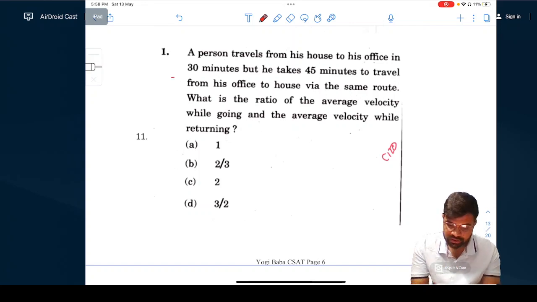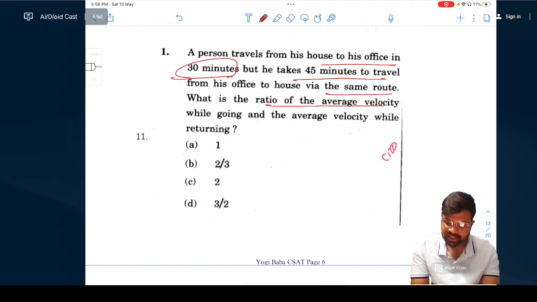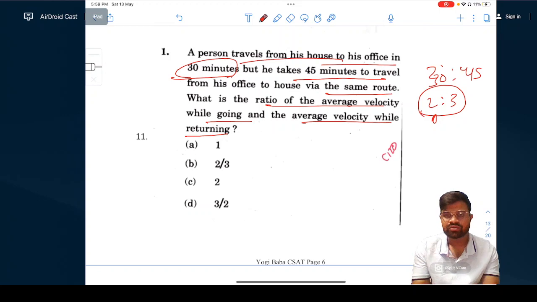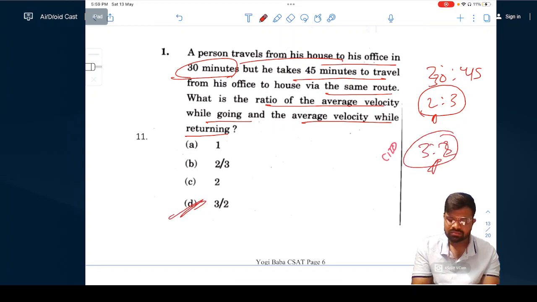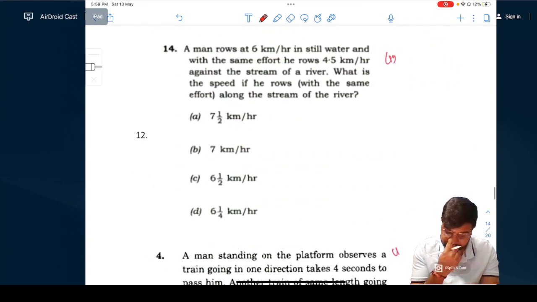Now see, it is 30 minutes from his house, but he takes 45 minutes to travel via the same route. What is the ratio of average velocity while going and average velocity while returning? So the ratio is 30:45, the ratio of time is 2:3. Okay, so the ratio of speed will be 3:2. Simple question again with the same application of our thing.